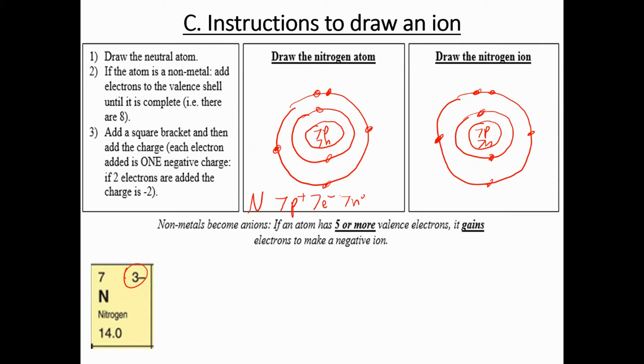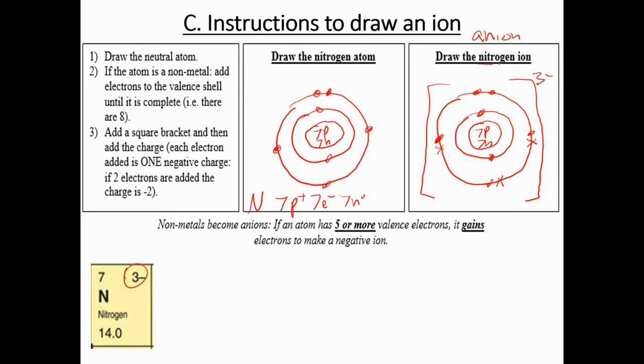And what I'm going to do is add my additional electrons now. You can add them as dots, but I'm going to put them as X's just to show you there. We're putting 3 so we can get to 8. And then we're going to put a bracket like this, and we get 3 minus. And so this is an anion because it's a negative ion.